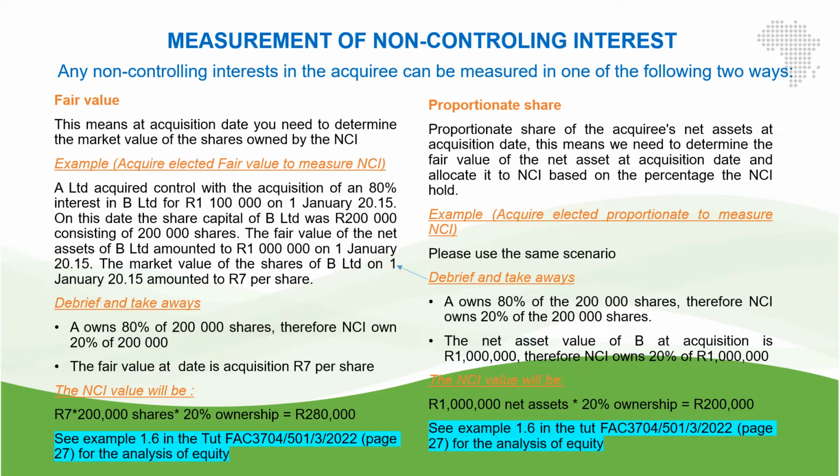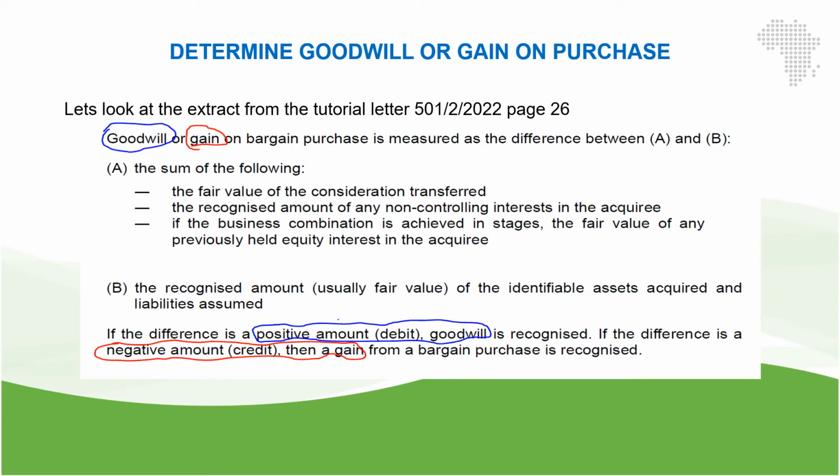So with this one you need to say, okay, using the same example, how much is the net asset? It is 1 million. How much is controlled by the NCI? It is 20%. Therefore, net assets by 20% will land on 200,000. Let's move to the Goodwill and Gain.